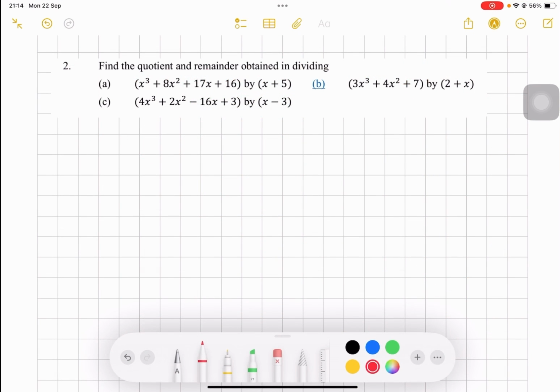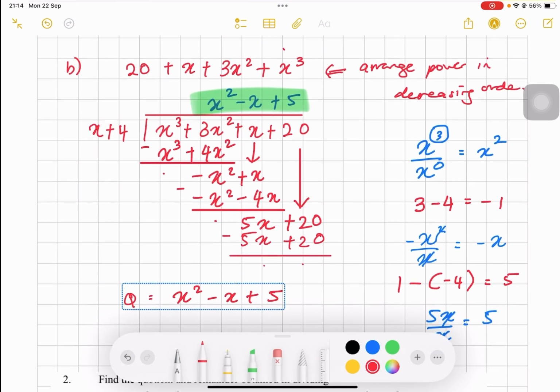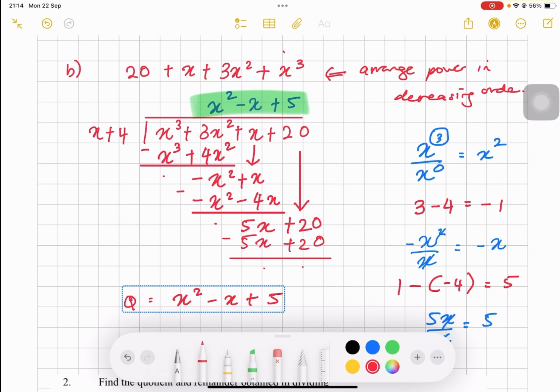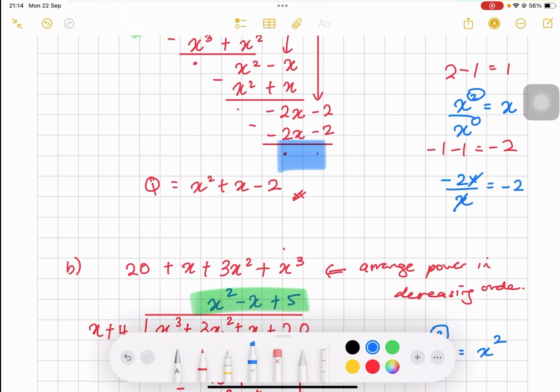Okay, let's see question number 2. This is a bit different from the first one. The question asks to find the quotient and remainder obtained in dividing. The difference between the first one and this question is that later you'll see some remainder. A recap from our first lesson: you can see that in the end we don't have any remainder. Remainder is the number at the end of the long division. We get 0, 0, 0, 0.